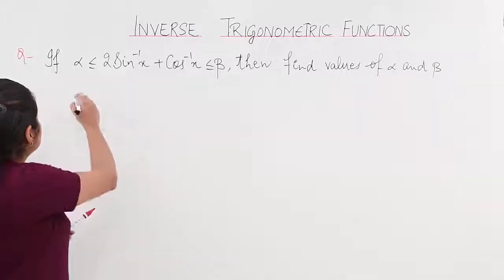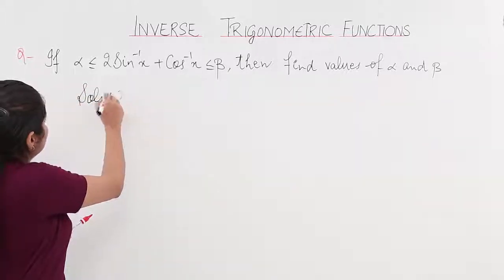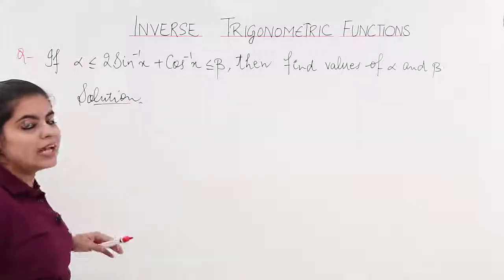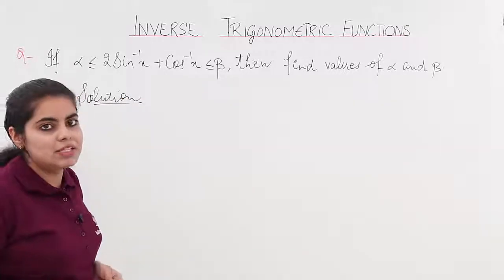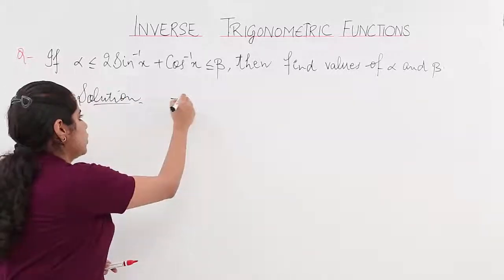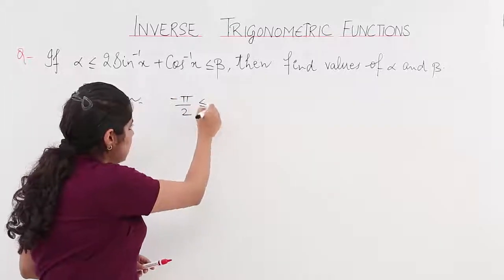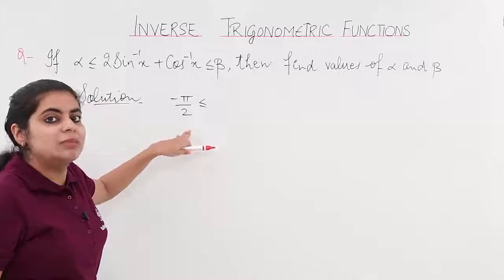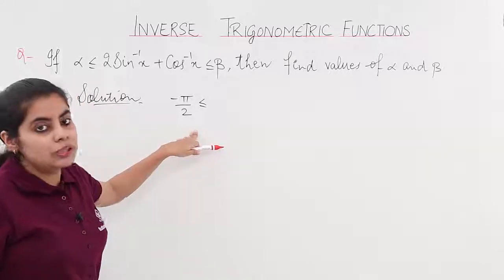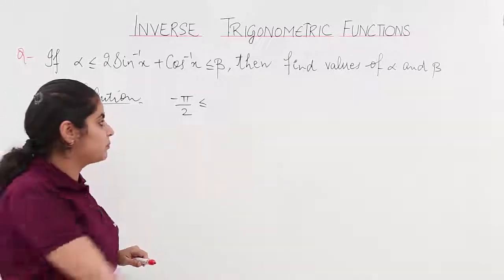So I write solution here, and I know sin inverse x lies between -pi/2 to pi/2. So let's write -pi/2 to pi/2. That means both are included. It is a bounded interval, so we are going to use the equal to sign as well.